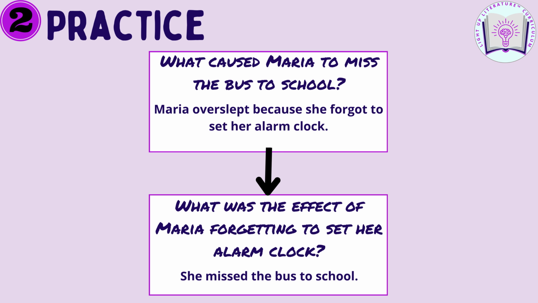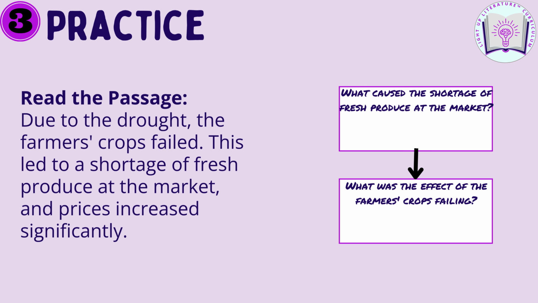Here are the answers. The cause was that Maria forgot to set her alarm. The effect was that she overslept and missed the bus. Nice work. Let's continue to one more. Read this passage with me.